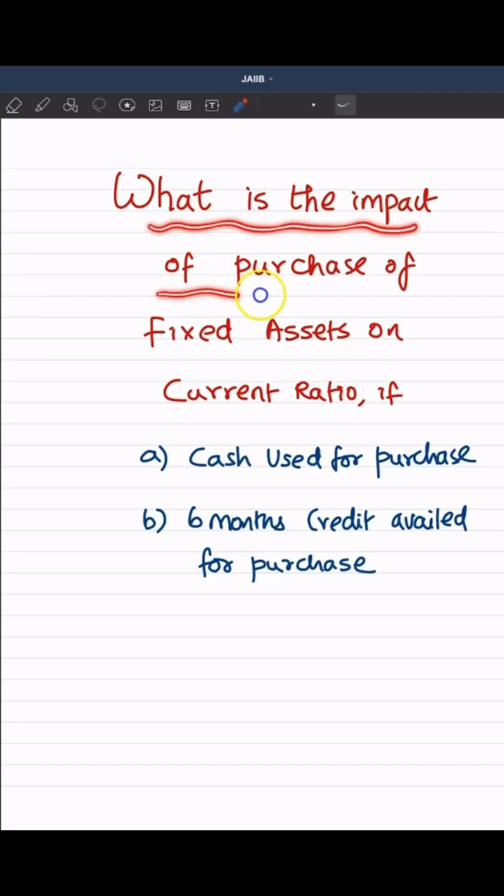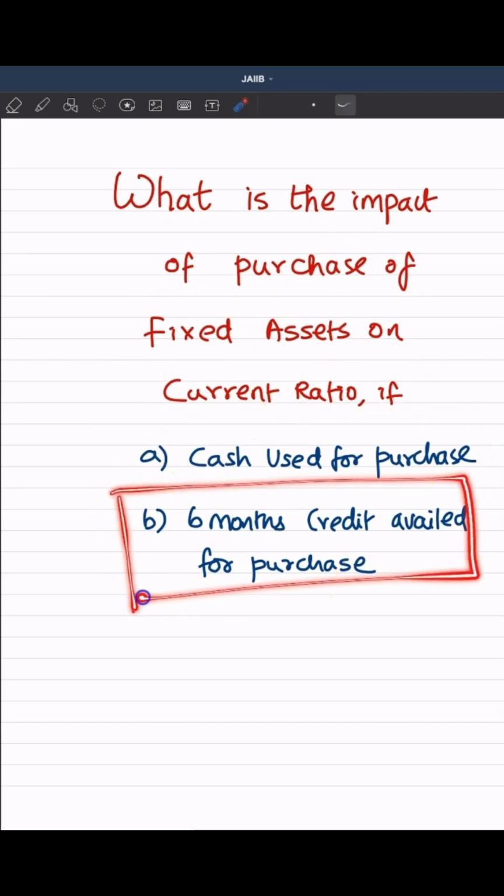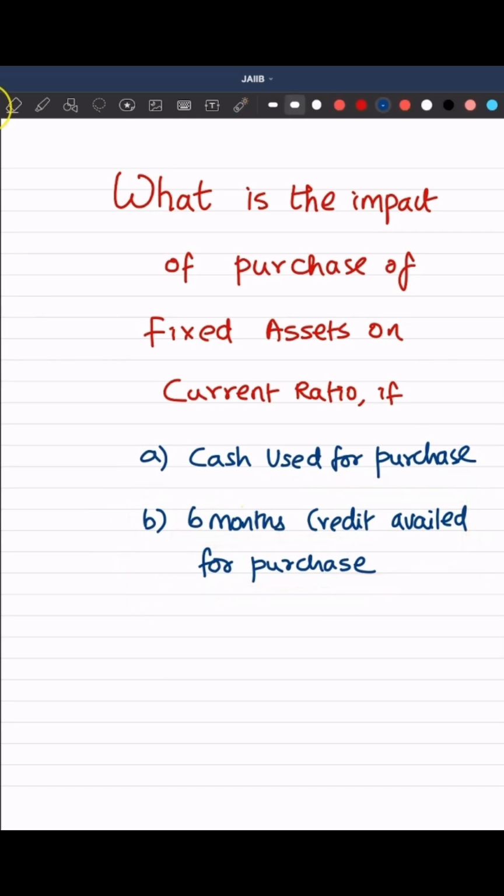What is the impact of purchase of fixed assets on current ratio if cash is used for purchase or it is availed or purchased on 6 months credit basis? To understand the impact, let us first create a present current ratio scenario.